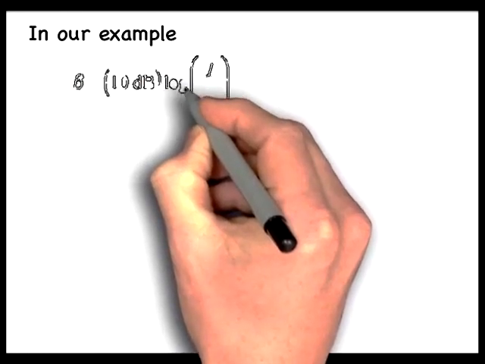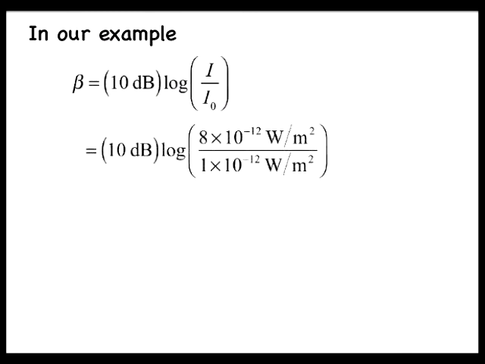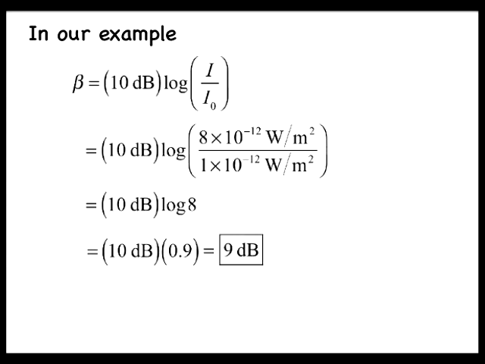With the aid of a calculator, the intensity level can be evaluated for the values of I and I0 given in our example, as beta equals 10 dB times the log of 8 times 10 to the negative 12 watts per meter squared divided by 1 times 10 to the negative 12 watts per meter squared. This equals 10 dB times the log of 8, which is equal to 10 dB times 0.9, which equals 9 dB. This result indicates that I is 9 decibels greater than I0.